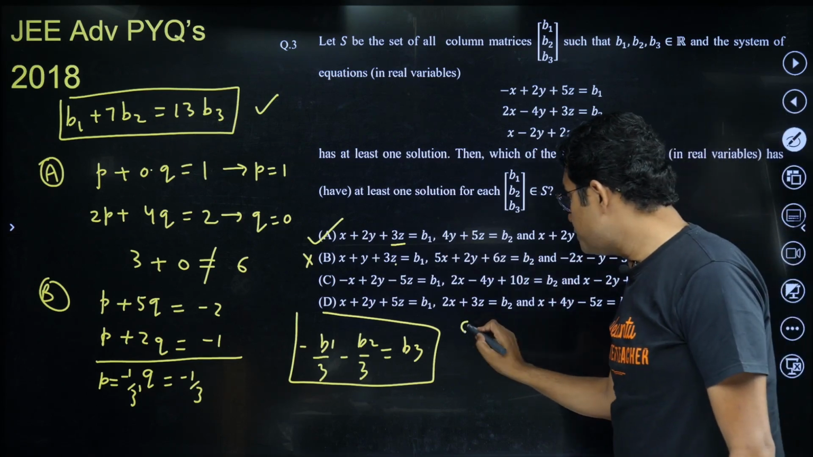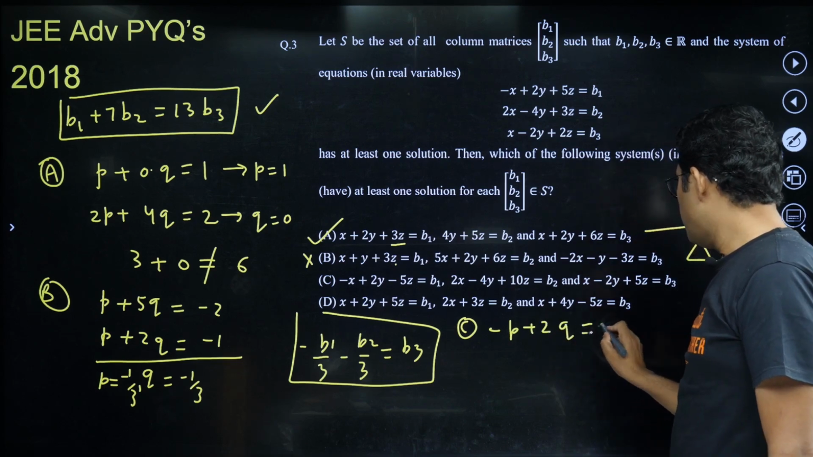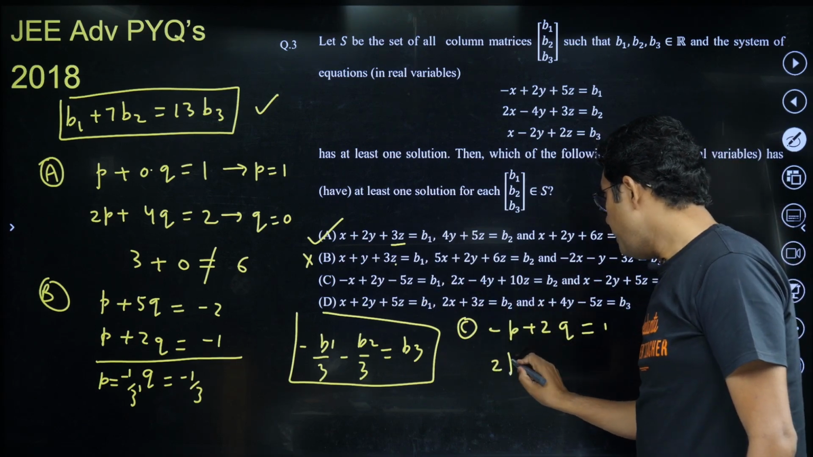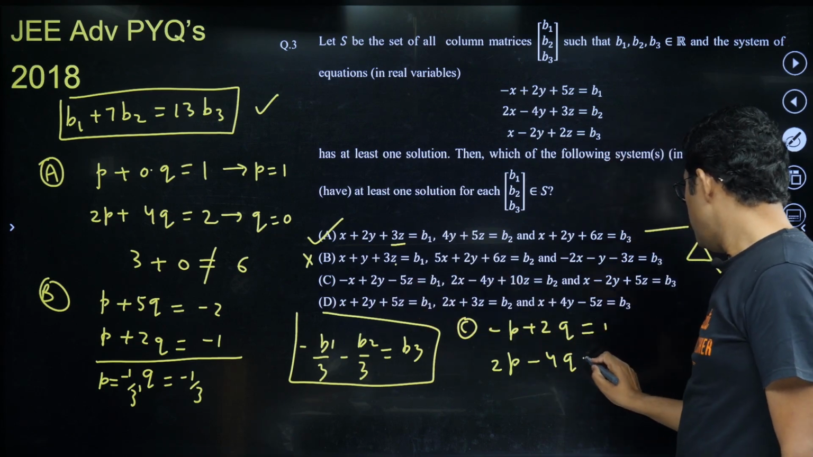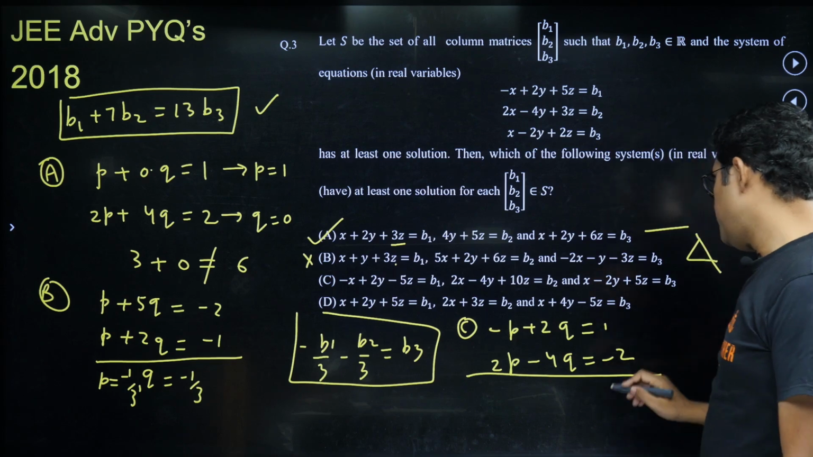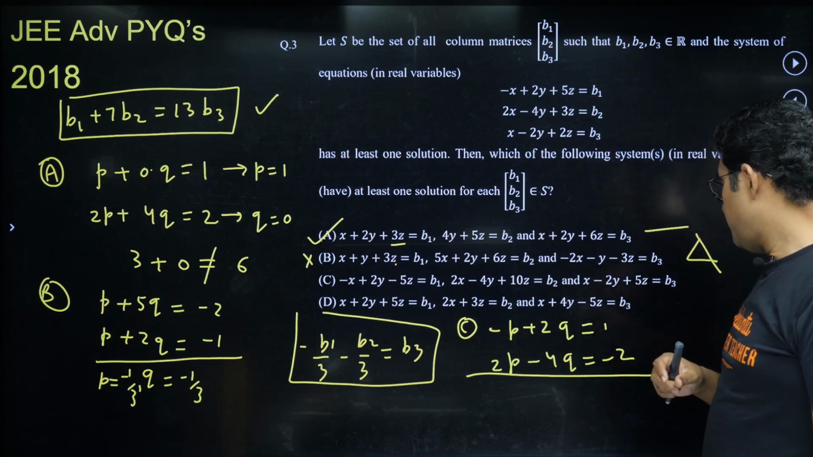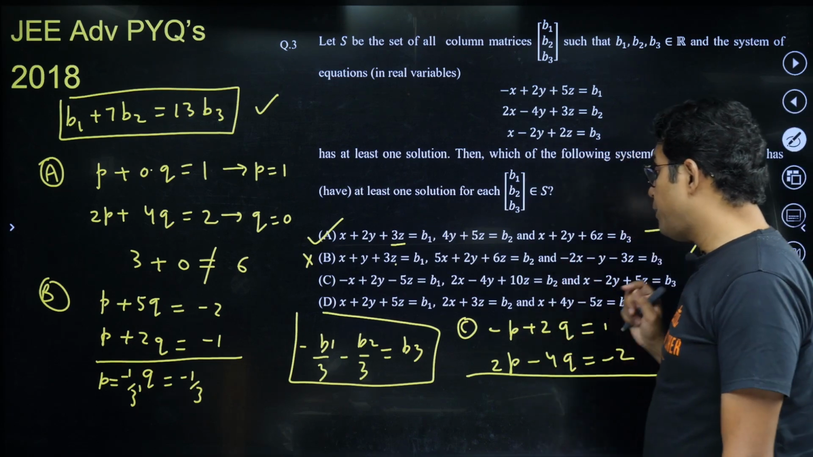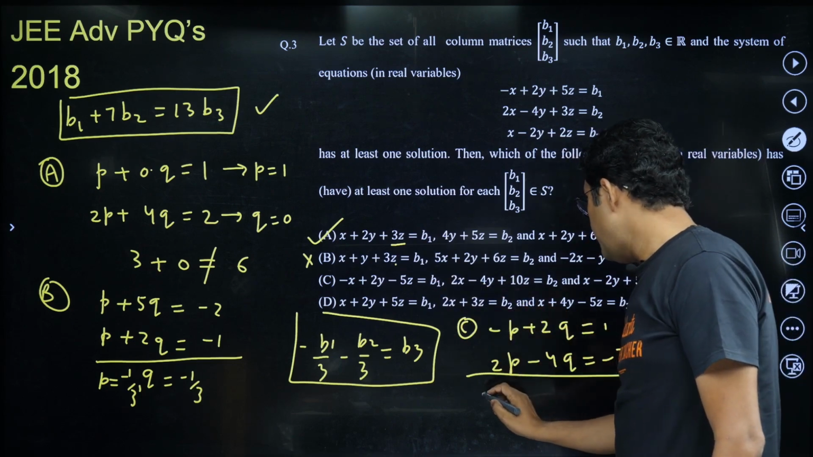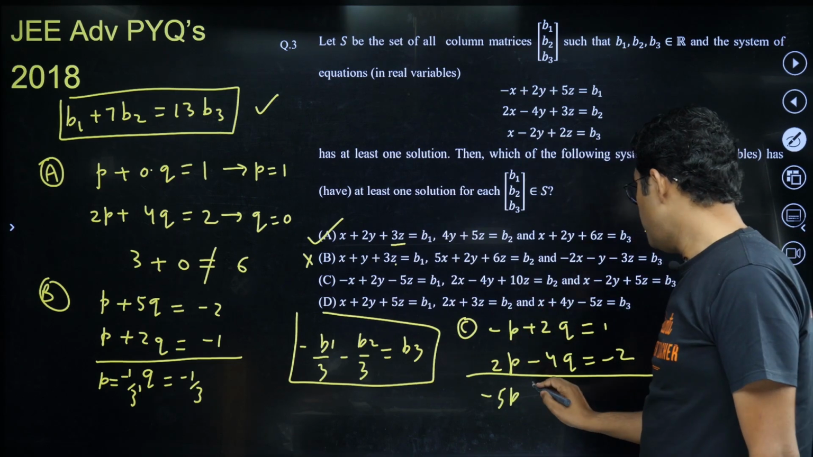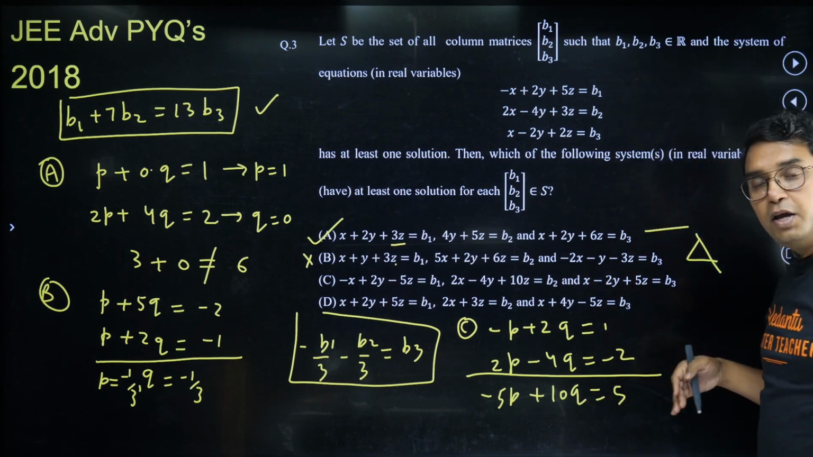Now, coming to option C, minus P plus 2Q will be equal to 1 here, and 2P minus 4Q is equal to minus 2. If you solve it, I think they are the same equation. In fact, there is one very important thing. Please listen carefully. If you do it for the third equation, you will be getting minus 5P plus 10Q is equal to 5. Now you can realize all three equations are the same.